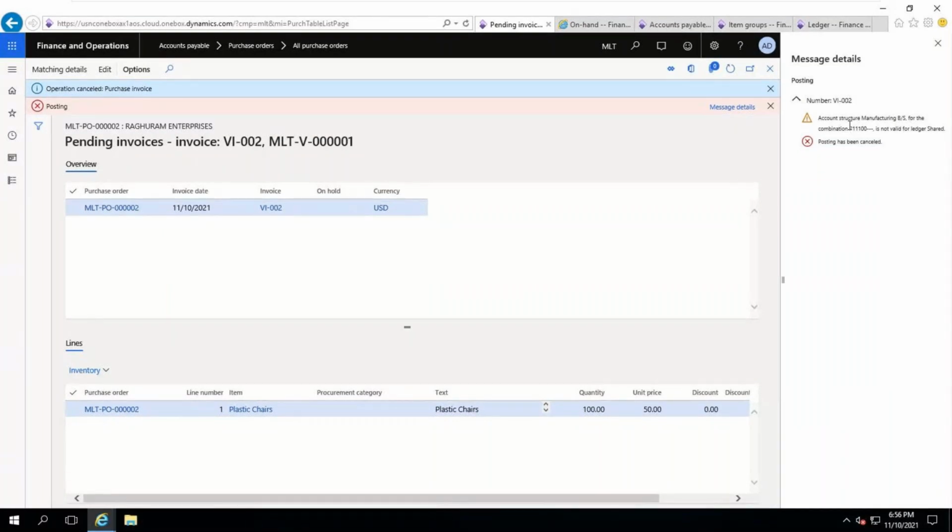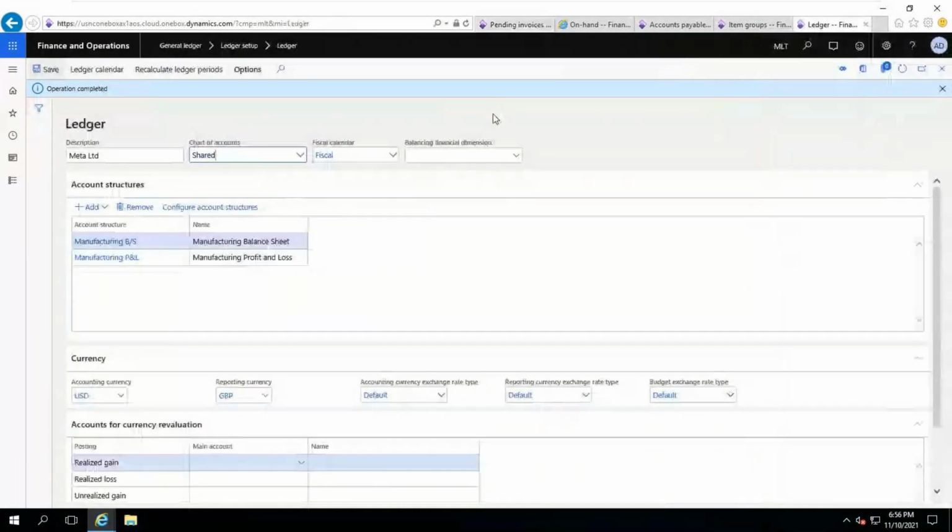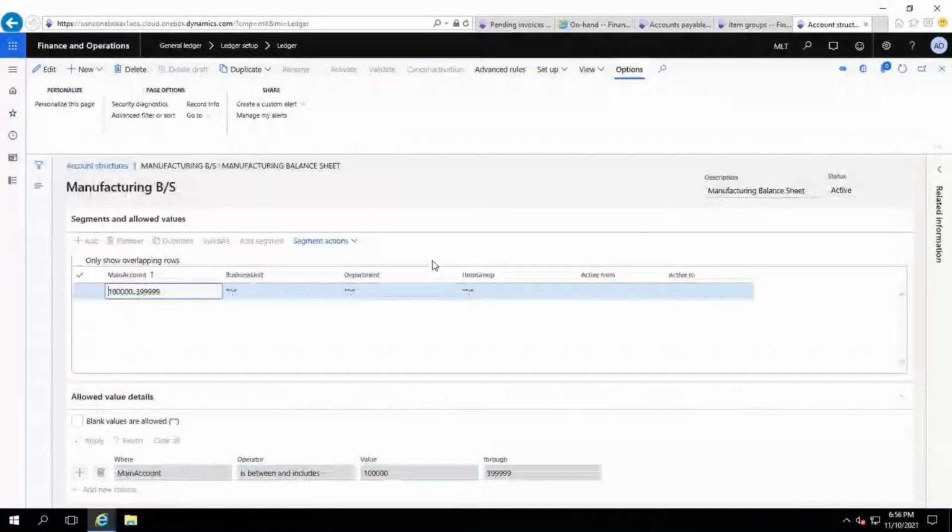Account structure manufacturing BS combination 21110 is not valid for the ledger shared. So let me verify in the ledger form. What is this account structure? Is it mandatory? Let me verify.